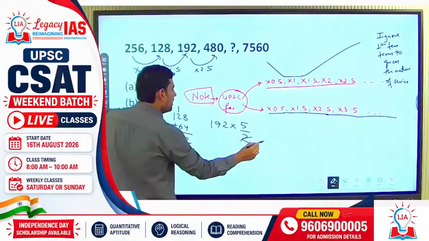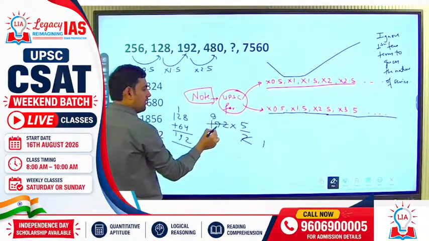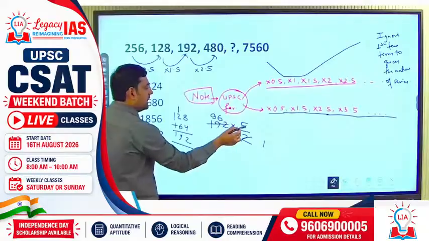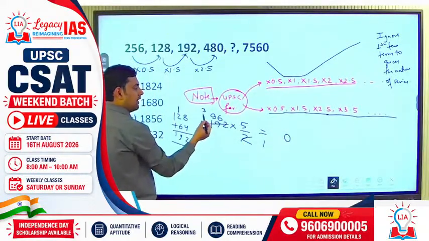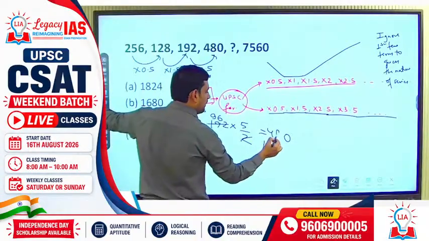Now, let's cancel this out. 1 time goes 9 times. 1 remains with 12. 6 times. 96 into 5. 6 5s are 30. 3 carry. 9 5s are 45. 45 plus 3.